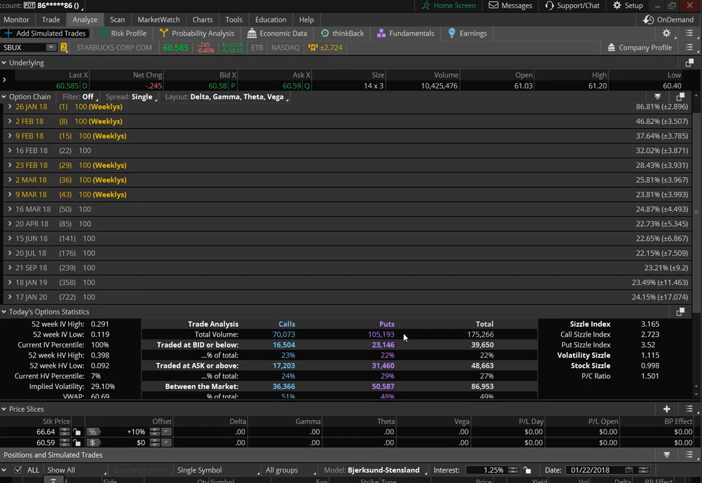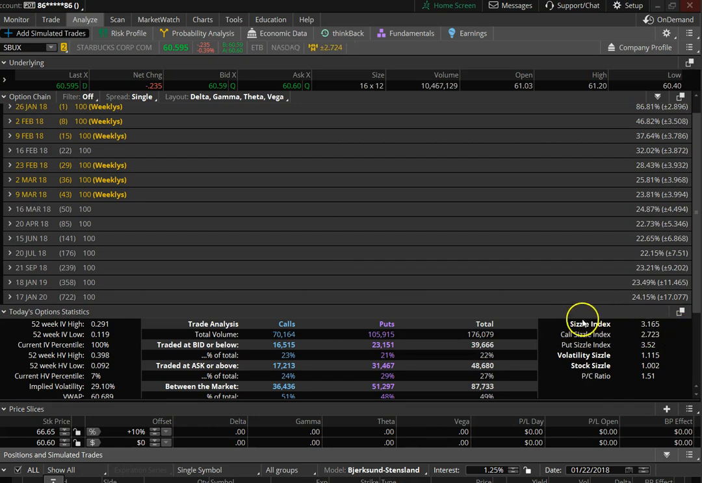It also could tell me that people are betting for it to drop. But it's not really that much. I mean, we're a little over 70 on the call side, 105 on the puts. It's not like it's 2-to-1. But the sizzle index is telling me the option volume is 3 times the normal.